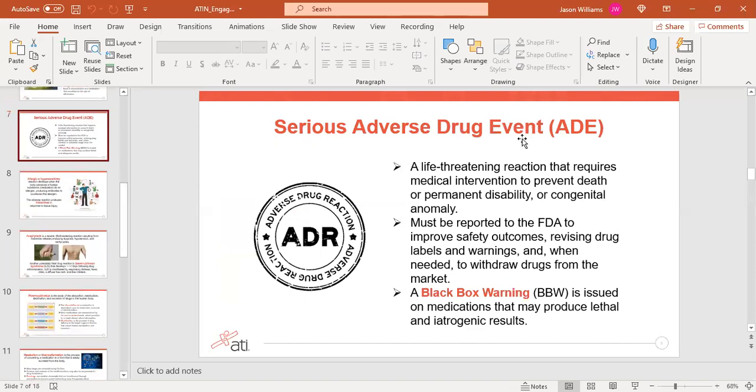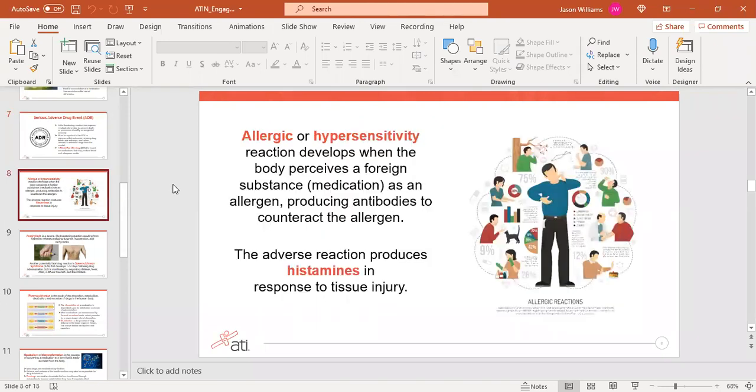Talks about adverse drug events. Serious adverse drug events are life-threatening reactions, must be reported to the FDA. And it also talks about a black box warning. Some medications have a black box warning, and a black box warning is typically saying, hey, this medication can cause a life-threatening reaction. So there are medications that have a black box warning. And you will learn more about that when you all enter pharmacology.